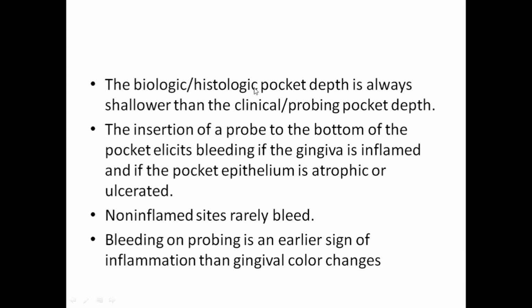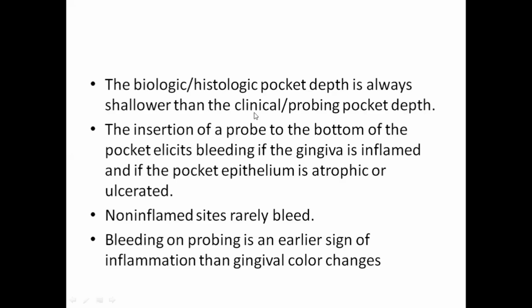The biologic or histologic pocket depth is always shallower than the clinical or probing pocket depth. What does this mean? This means that in the biological pocket depth, the probe will be at the most coronal part, or most basic part, of the sulcular epithelium. But in case of a clinical probing depth, it can go beyond the junctional epithelium into the connective tissue at the time of periodontitis.